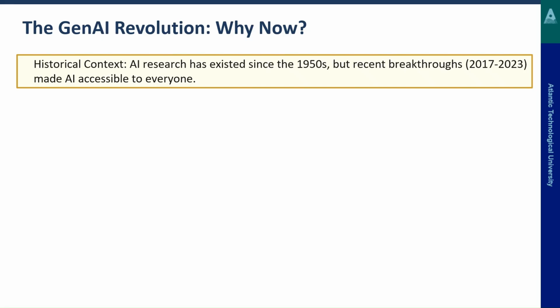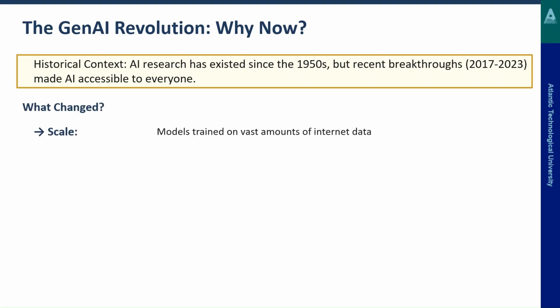So this generative AI revolution seems to have been thrust upon us quite suddenly, but actually this has been worked on for quite a long time. Artificial intelligence research has existed since the early 1950s, but it hasn't really been until the last decade or so that we've had these recent breakthroughs that have made these tools actually quite useful and accessible to pretty much everyone. So they're becoming more and more ubiquitous, and we're probably only going to see them becoming more ingrained within our daily lives.